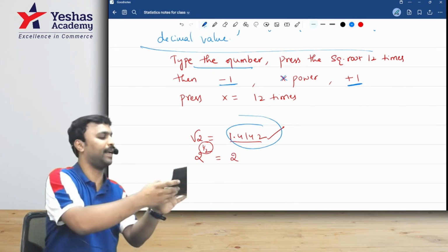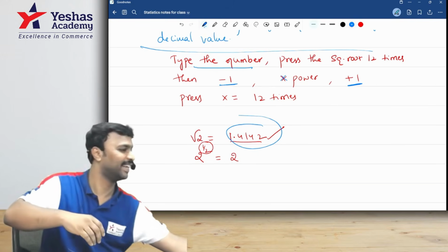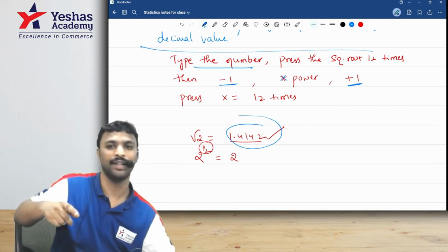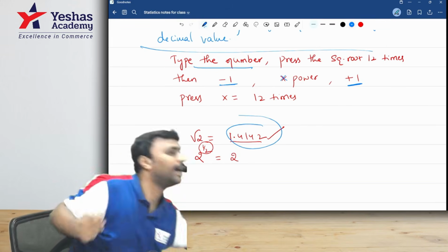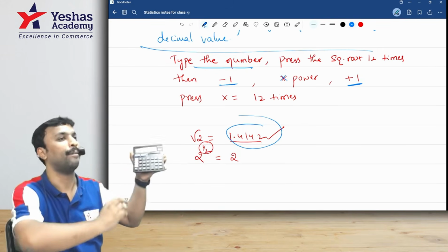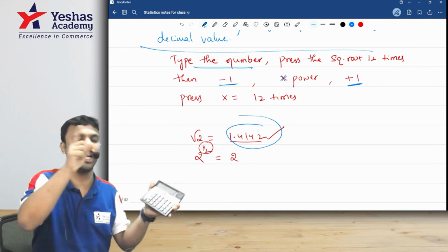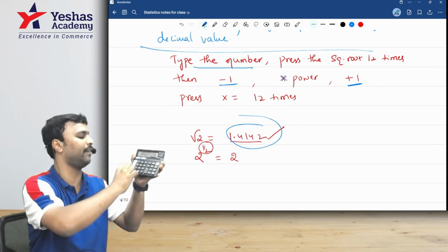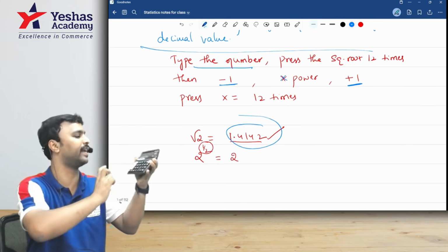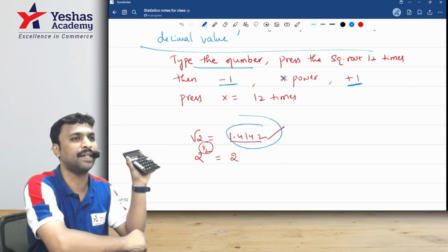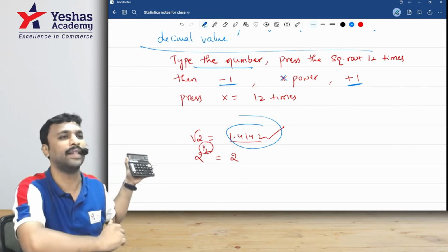Once again, please do it with me. Type 2. Press the square root how many times? Look at the procedure I have written there. 12: 1, 2, 3, 4, 5, 6, 7, 8, 9, 10, 11, 12. Done now? What to do next in the procedure? Minus 1.